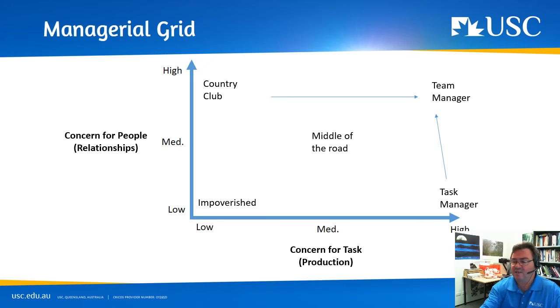We want to take the task manager and move them from a high focus on the task and a low focus on people to having a high task focus as well as a high focus for people. Same with the country club manager. We want to move them from having no focus on the task or low focus on the task to having a combination of high focus for the people and a high concern for the task. This is why it's called a team manager, because according to the literature, this is where the manager or the leader truly or genuinely starts to develop skills in leading a team effectively.